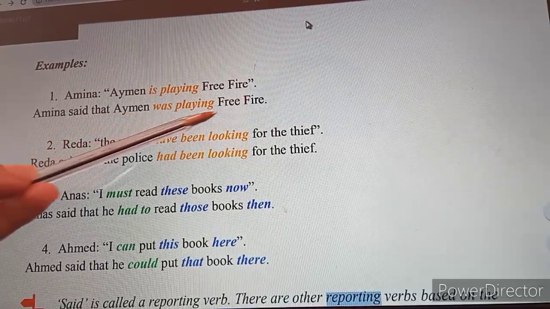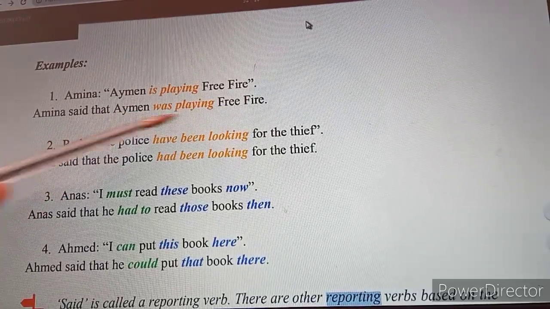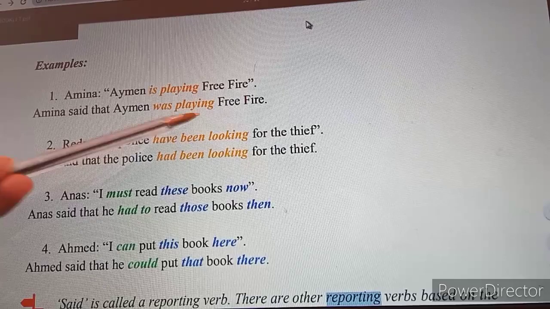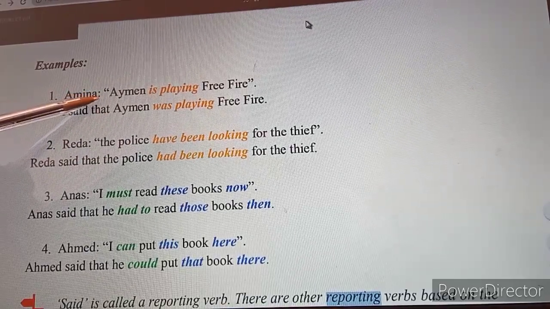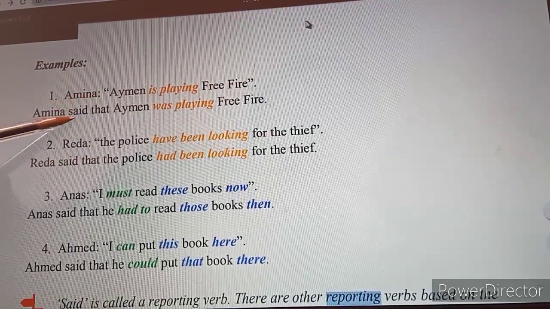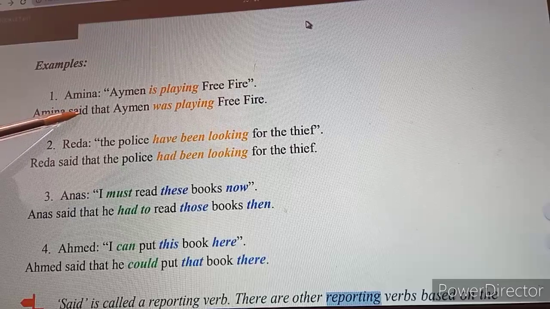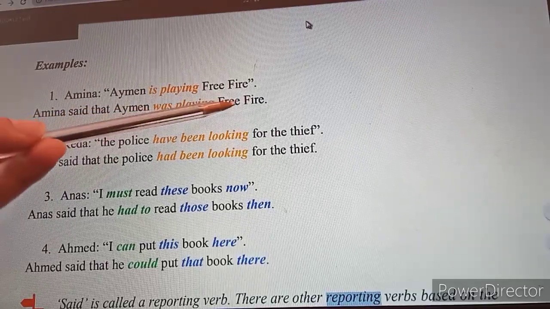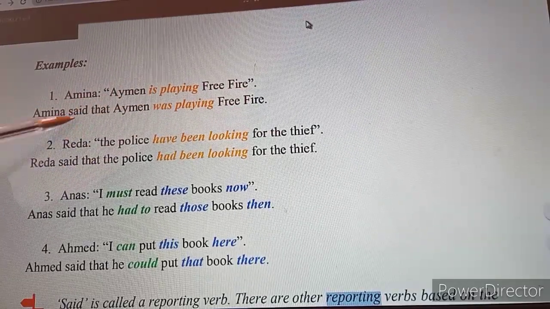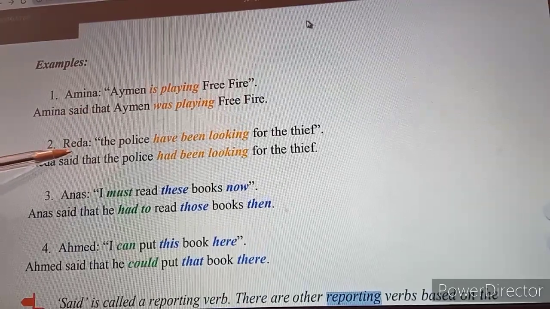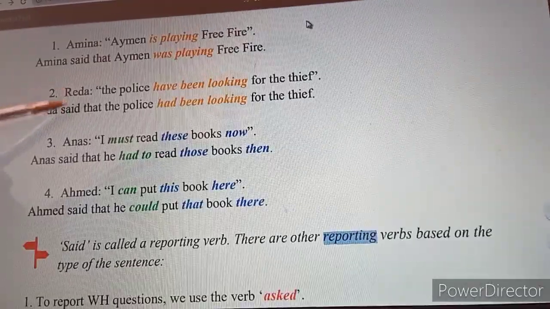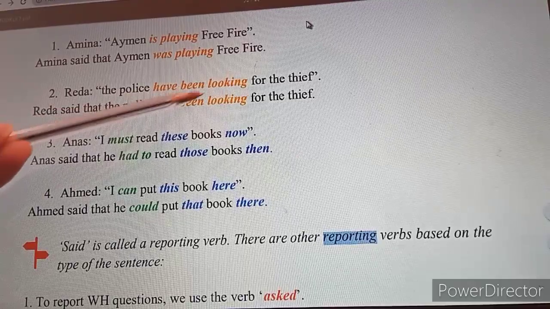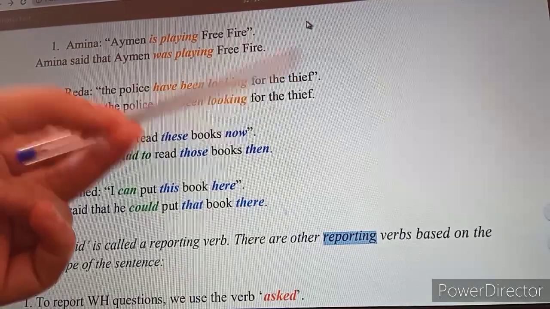Here becomes in the past continuous. Clear? And look here, we don't have said. So here we can say Amina said that Ayman was playing Free Fire. Let's move now to the second sentence. We have Reda. The police have been looking for the thief.